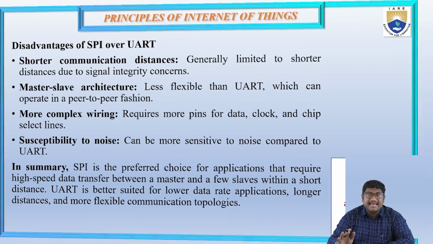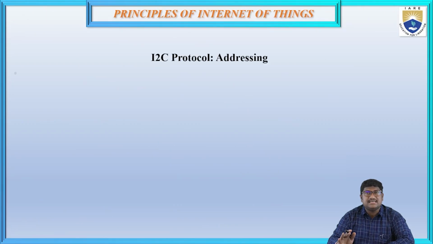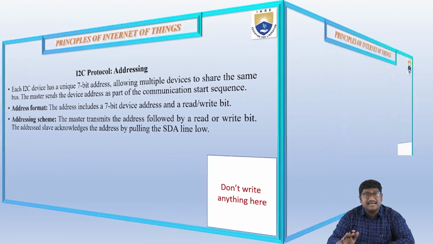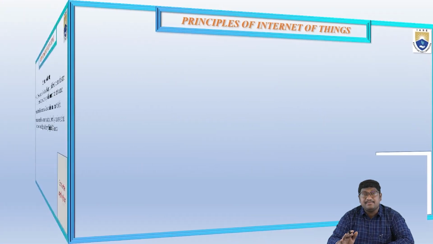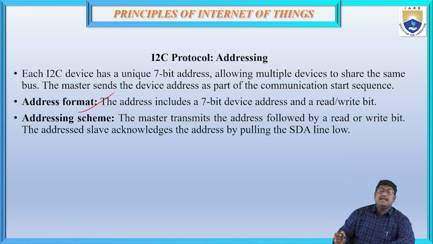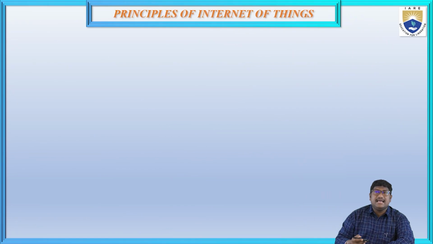Now we'll go for I2C. What is I2C? The I2C protocol uses addressing. Each I2C device has a unique 7-bit address, which allows multiple devices to share information through the bus. The address format includes a 7-bit device address and a read or write bit. In the addressing scheme, it is followed by read or write and also the SDA line being pulled low.